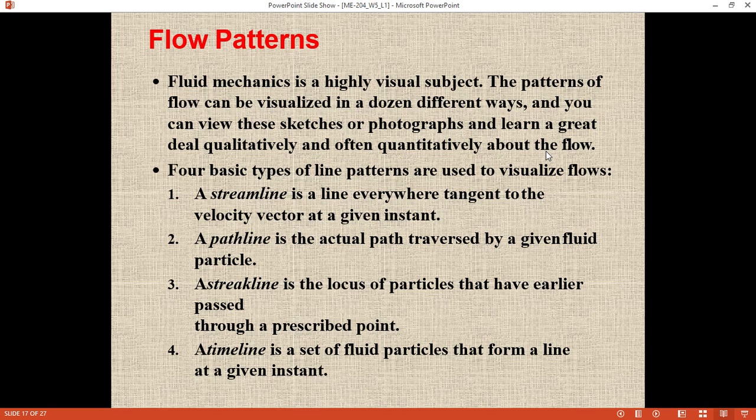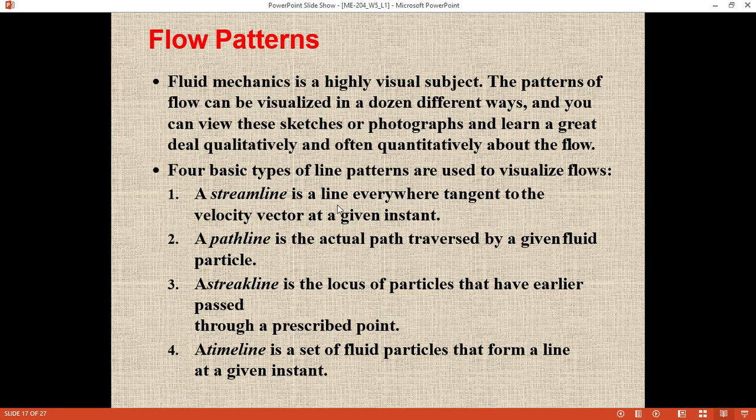So what is the behavior of the fluid flow that we can photograph, or with the special technology, CFD. By putting those values we can develop the behavior of the flow pattern. Four basic types of line patterns are used to visualize flow: a streamline, a path line, a streak line, and a timeline. So what is a streamline?